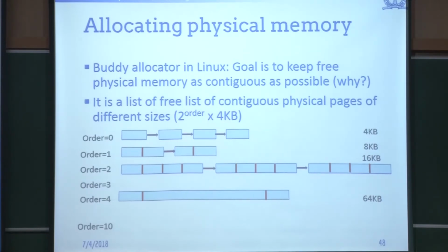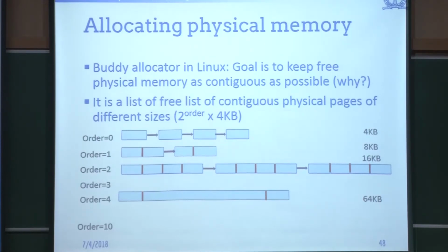You know why? You remember the super pages? They needed contiguous physical addresses. It's trying to keep that, and it keeps a list of these contiguous physical memory regions. Each of these has actually multiple.